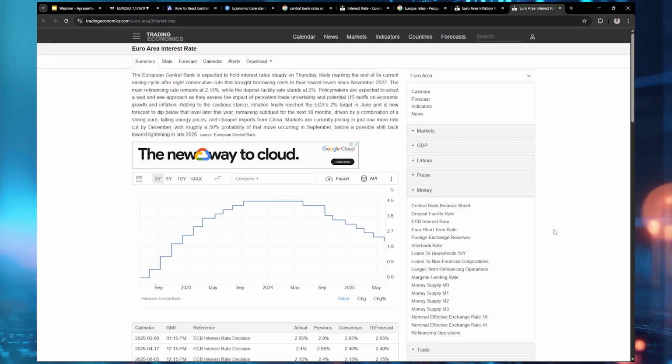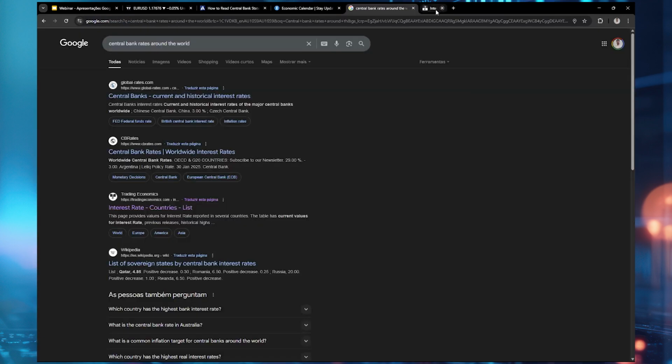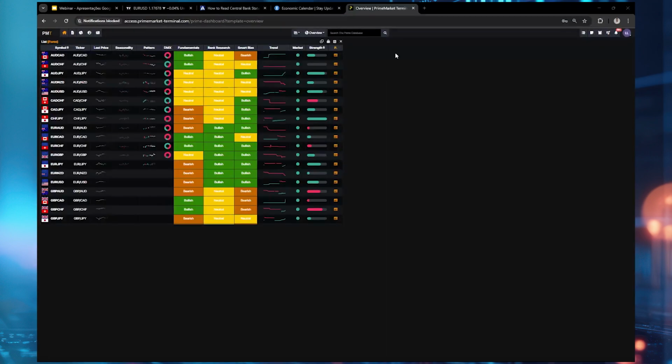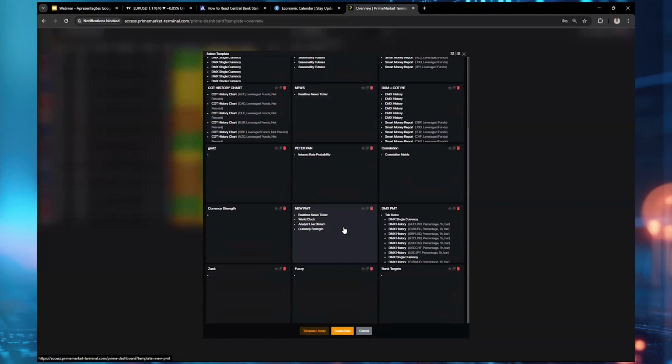economy. So how can we trade that? How can we position ourselves into the ECB? Well, first thing is, with the market already expecting and pricing, let me just bring down the prime market terminal so we can have a look at some things. We're able to look into the interest rates probability over here.